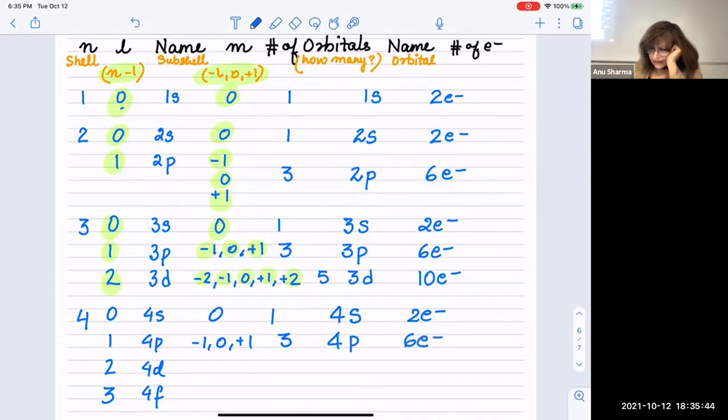Now 4d. When the value of L is equal to 2, what is the value of M? Same thing as you see on the top. -2, -1, 0, +1, +2, and that's it. So how many orbitals are there? You can clearly count 1, 2, 3, 4, 5. These guys were 3 orbitals. Okay, and so the name is 4d. And the electrons are how many? 10. D can hold a maximum of 10.